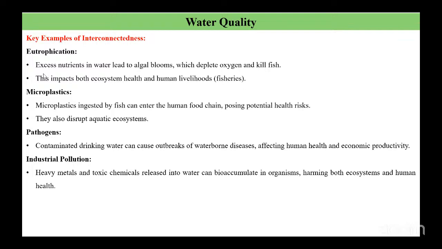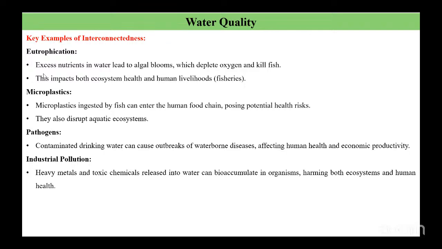Eutrophication: excess nutrients in the water lead to algal blooms, which deplete the oxygen and kill fish. This impacts both ecosystem health and livelihoods. Microplastics ingested by fish can enter the human food chain, posing a potential health risk. They also disturb aquatic systems. Pathogens contaminate the drinking water, affecting human health. And industrial pollution, particularly heavy metals and toxic chemicals released into the ecosystem, disturbs human health. So these are the key examples of interconnectedness.